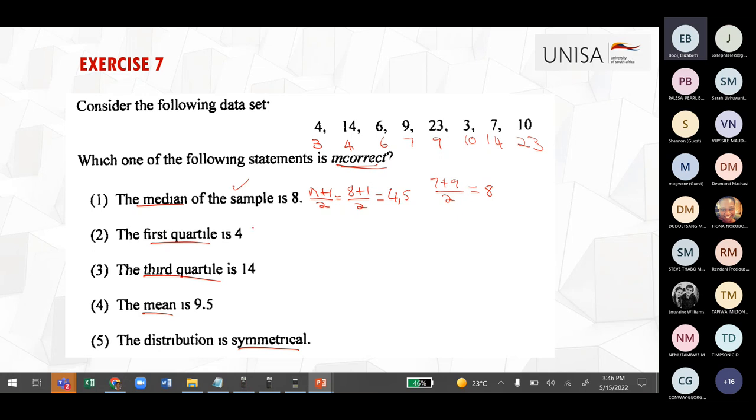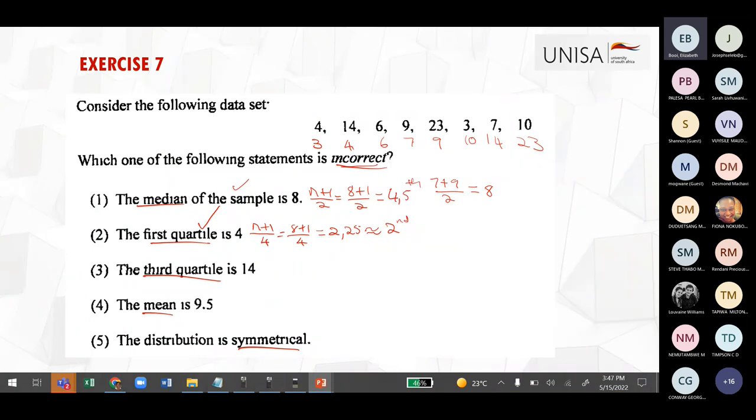The first quartile, we need to go find the position. N plus 1 divided by 4. 8 plus 1 divided by 4. 9 divided by 4, 2.25. Therefore, we can say it's on position 2, right? So let's go count. 1, 2. So the first quartile is 4 because it's on position 2, right? So that one is also correct.